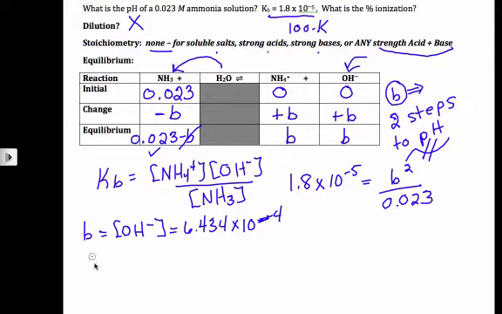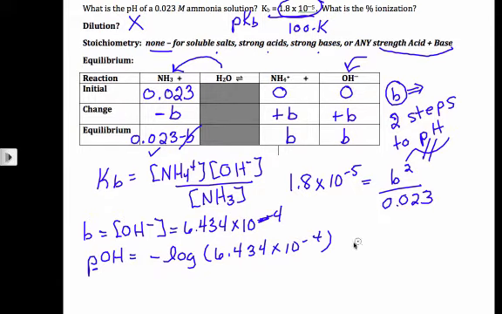All right, and I'm going to take the log of that, and when I take the log of that, that's not pH, that's pOH. Remember that little p in front means take minus the log of whatever follows. So for example, you may see pKb, and that means take minus the log of the Kb value. So we've got 6.434 times 10 to the minus 4th, and I get 3.19.